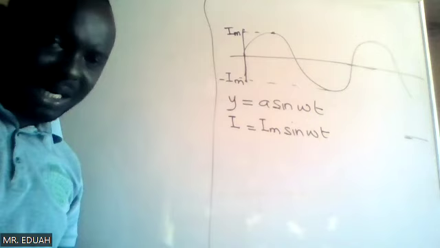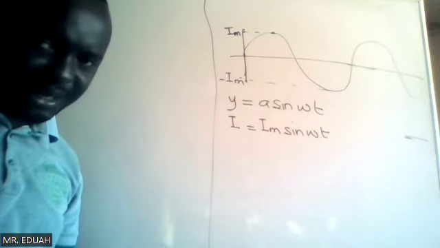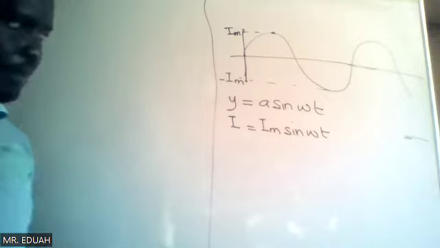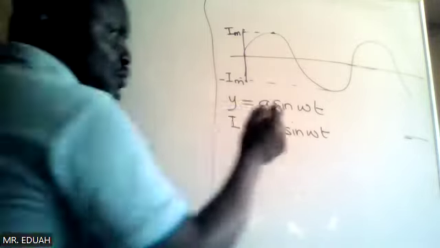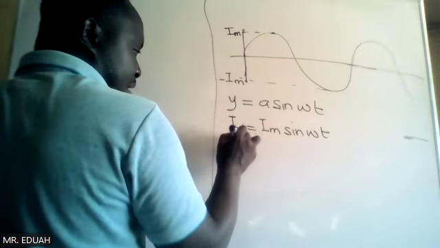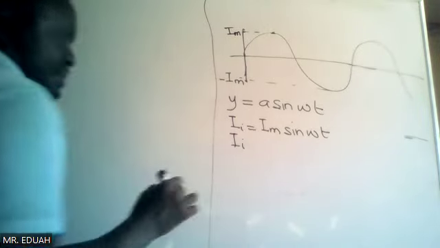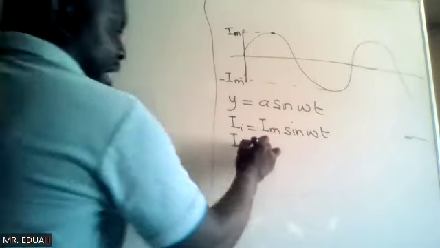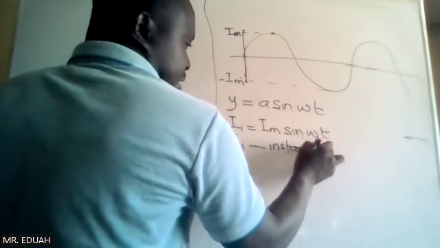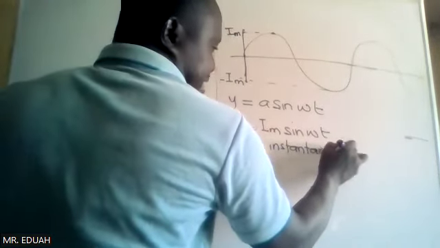Do you understand? I hope you are following. Yes, sir. Okay. So this I, subscript small i, is known as the instantaneous current.